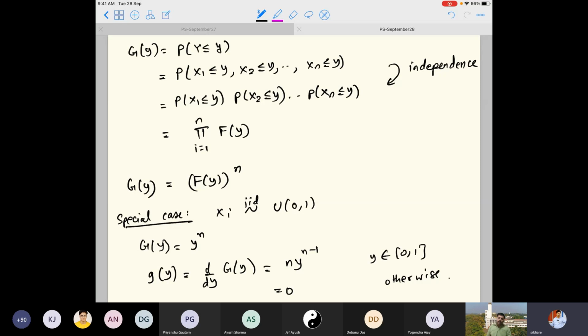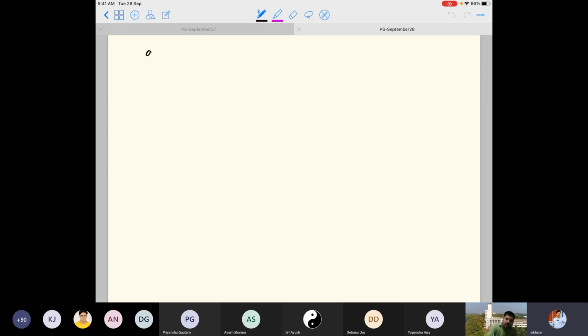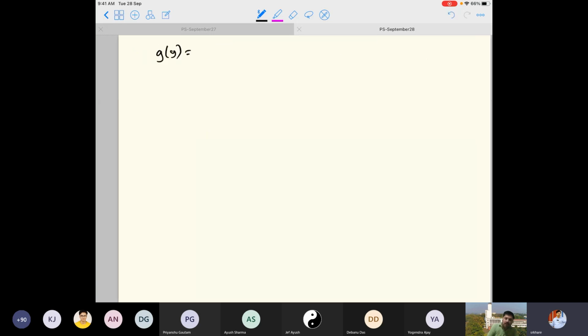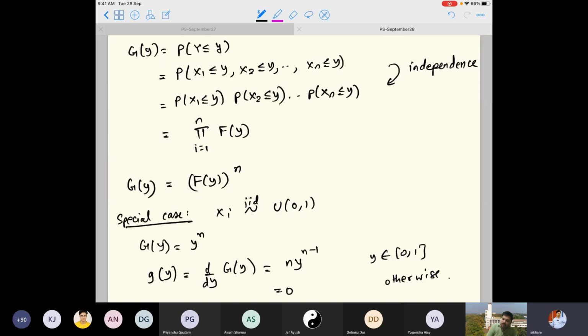Can you identify this density? g(y) is n y to the power n minus 1. Do you know this density? So I'll write this density down once again. Why will it be only between 0 and 1? Because the maximum of x1, x2, ..., xn are all going to lie between 0 and 1. So y is also going to be in (0, 1), and 0 otherwise, right?